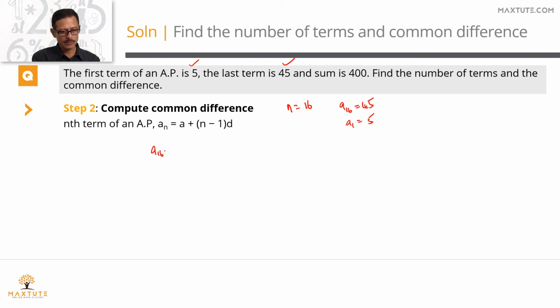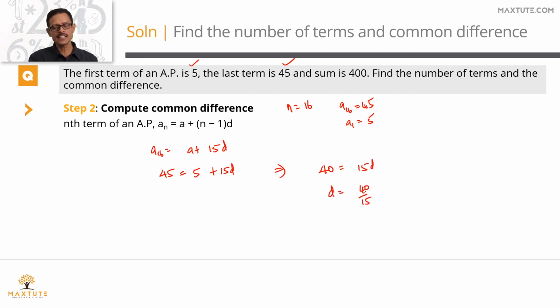A16 therefore will be equal to A plus (16 minus 1), which is 15 times D. A16 is 45, A1 is equal to 5, or A is equal to 5, plus 15 times the common difference. Take the 5 to the left hand side, we have 40 is equal to 15D. The value of D is equal to 40 upon 15, which is not an integer, need not be an integer. Both these numbers, numerator and denominator, are divisible by 5. 40 by 5 is 8, 15 by 5 is 3. So common difference is a fraction which is equal to 8 by 3.